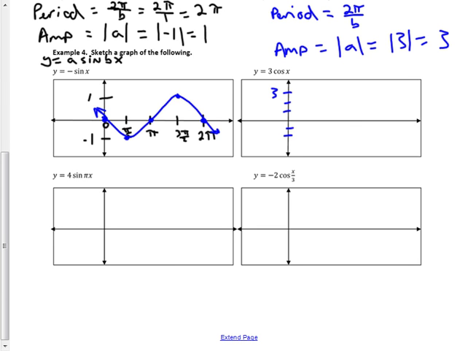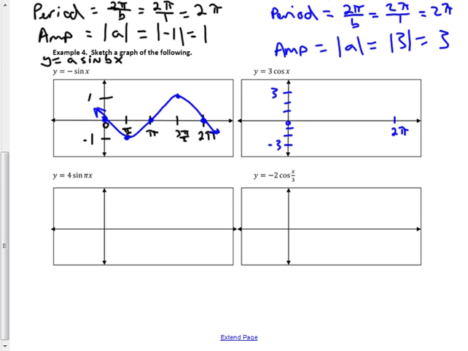And it's going to go down 3 to -3. The period is going to be 2 pi divided by the number in front of the x, which is a 1, which gives me 2 pi. And so this is going to start at 0, and it's going to end at 2 pi, just like the last sine graph did. I didn't do anything to the period.